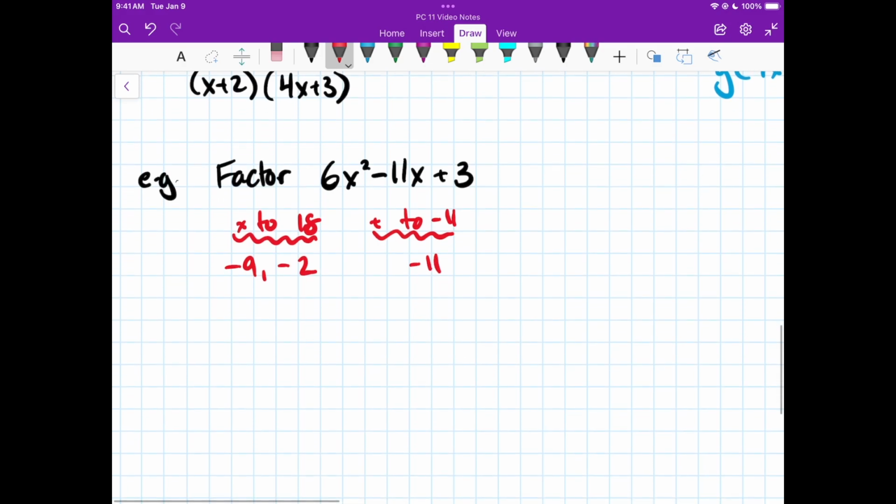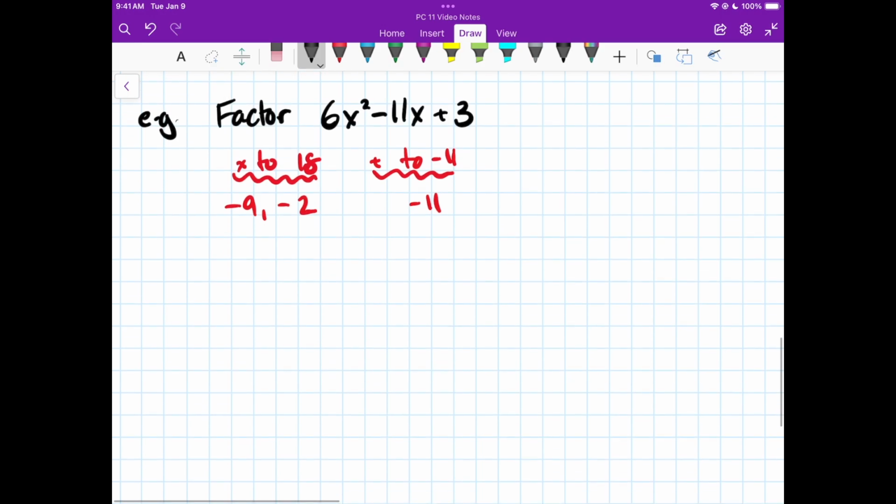So we're going to take our middle term, which is 11 again, and we're going to break that up into a 2x and a 9x. So it might look something like this. Remember, we're going to make some groups. So we're going to group up those first two terms and the last two terms. Notice how I underlined the negative. We'll talk about that in a sec.